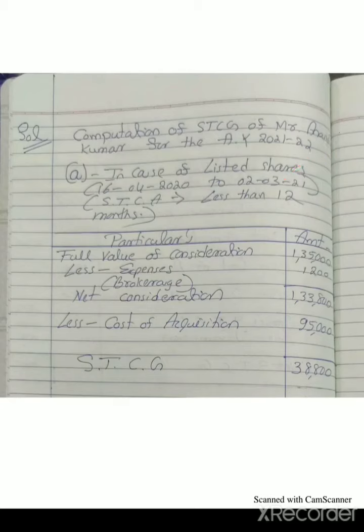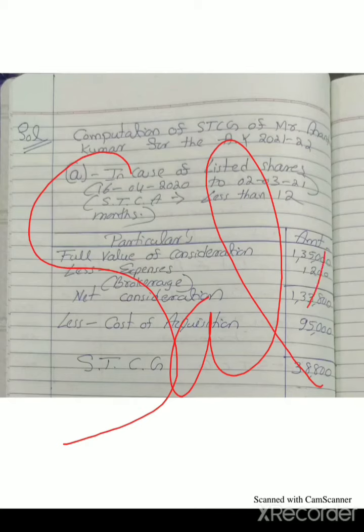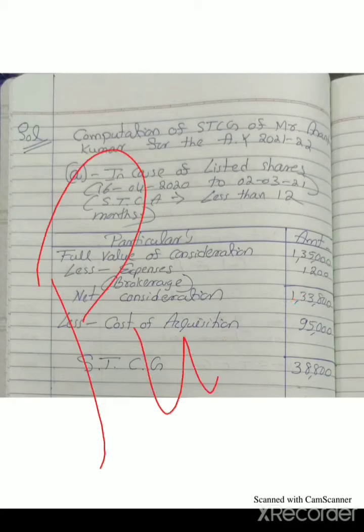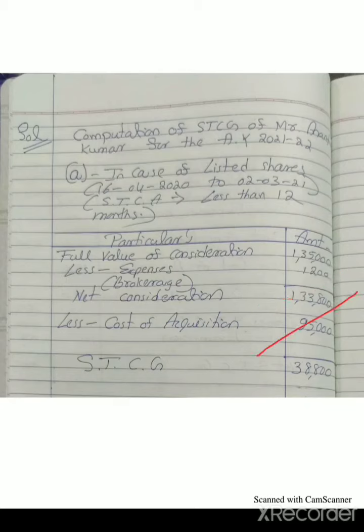Here we require two columns, particulars and amount. Full value of consideration is nothing but the sales value. The sales value of the listed shares is 1,35,000. Less expenses, brokerage is given as 1,200. 1,35,000 minus 1,200, net consideration is 1,33,800. Less cost of acquisition, which is nothing but the purchase cost. The listed shares were purchased for 95,000. 1,33,800 minus 95,000, the taxable short-term capital gain is 38,800.